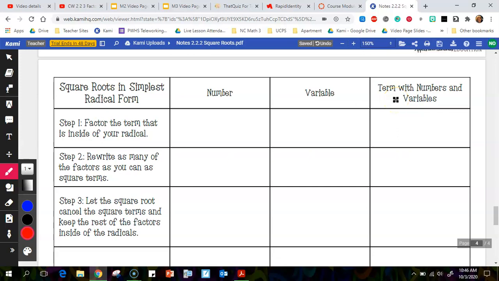All right, so this is really kind of the meat of this whole lesson. It's simplifying square roots. So writing square roots in simplest radical form. Now, when we say radical form, we mean do not use decimals. So simplest radical form means don't change it to a decimal. Leave it in radical form. Leave it under the radical.